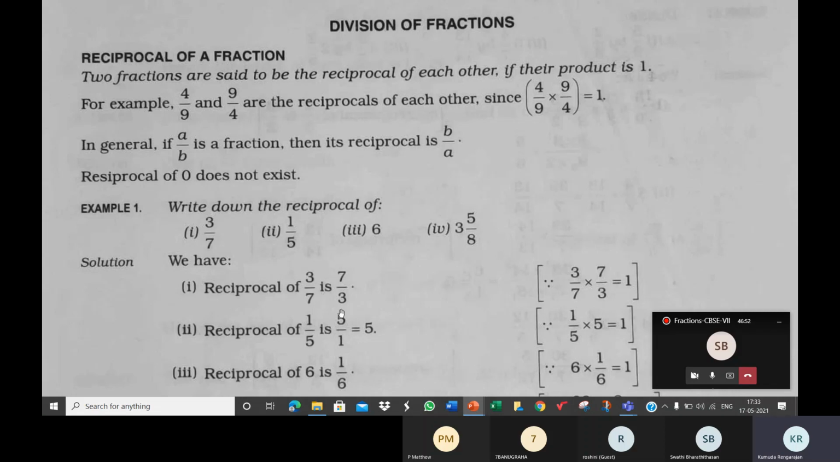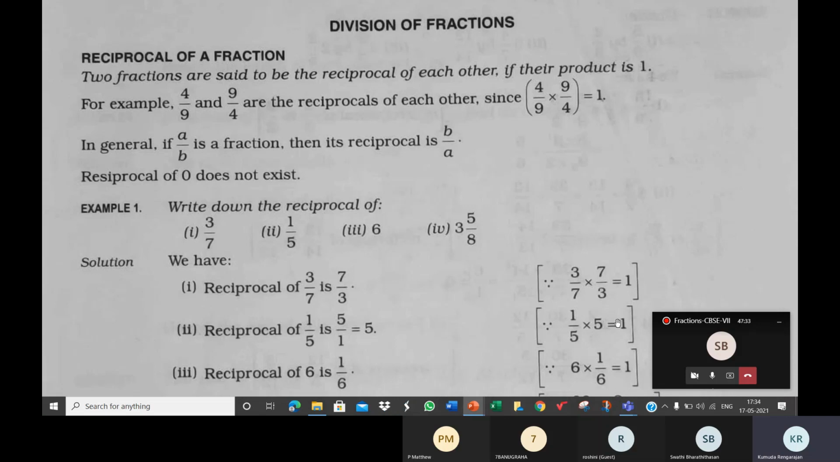Reciprocal of 3 by 7 is 7 by 3. Why? Because when we multiply the given fraction 3 by 7 and this new fraction 7 by 3, the product is 1. The answer is 1. That means 7 by 3 is the reciprocal of 3 by 7. That is why their product is 1.